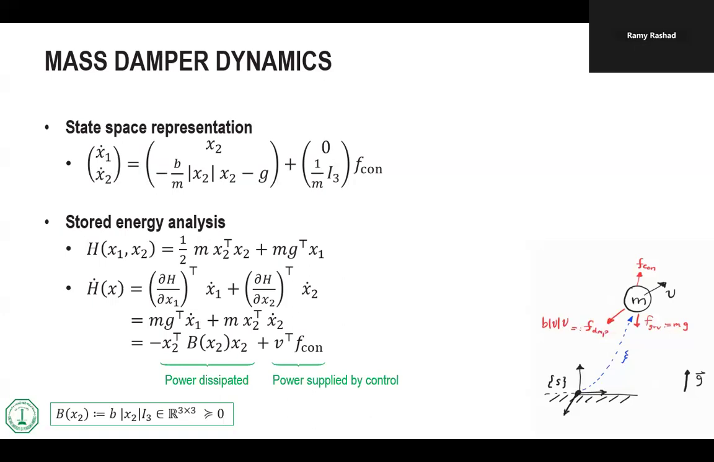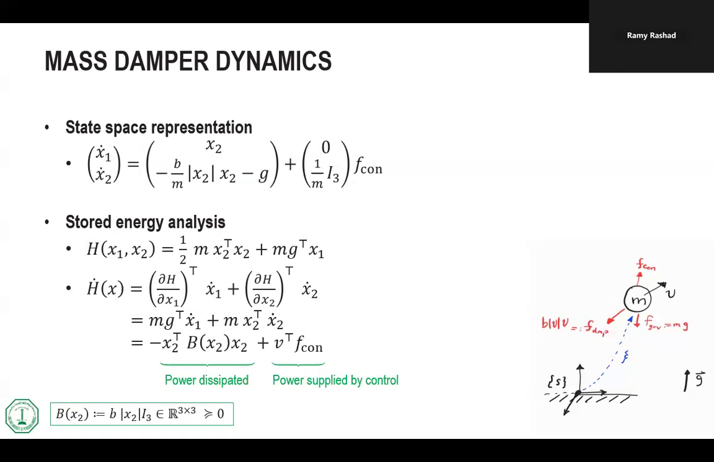The way what these represent is that the first term is equal to the power that's dissipated in the damper. And the second term, simply any external power you're going to be supplying by a controller. And in both cases, you see there is some force multiplied by velocity.